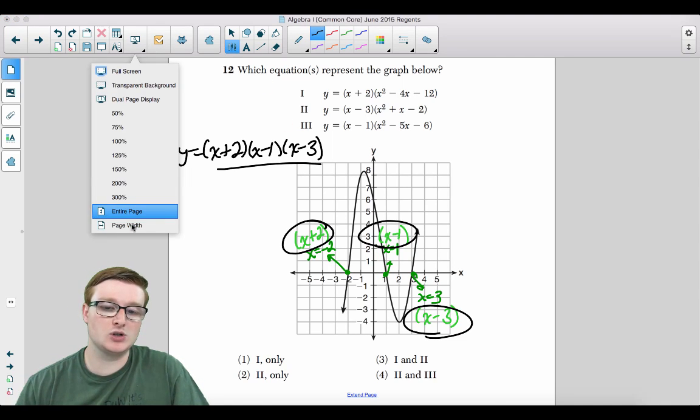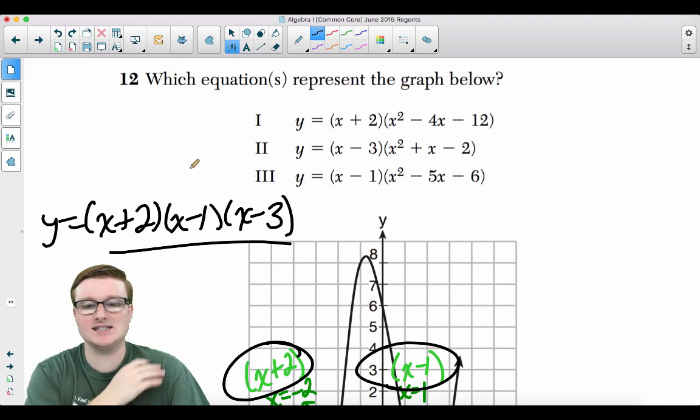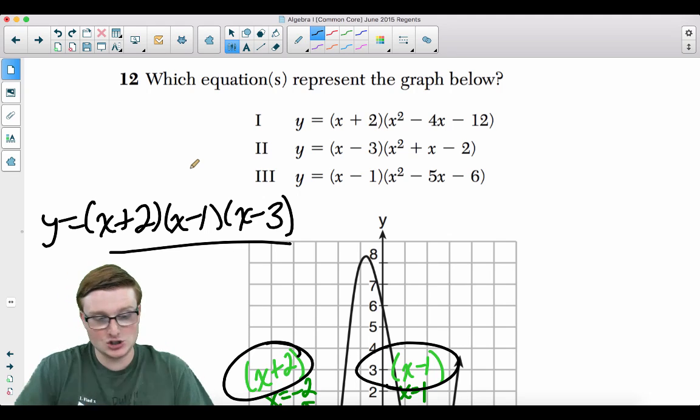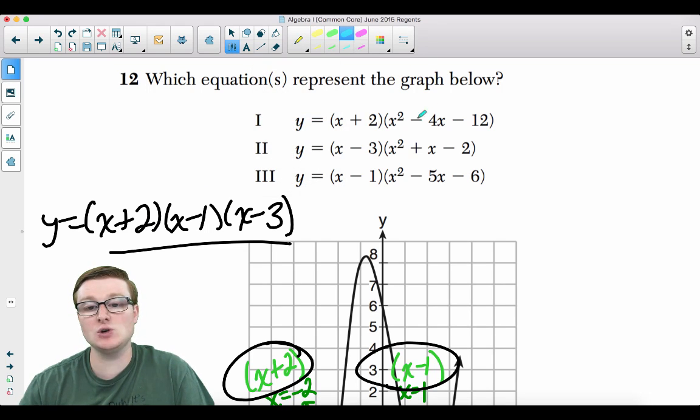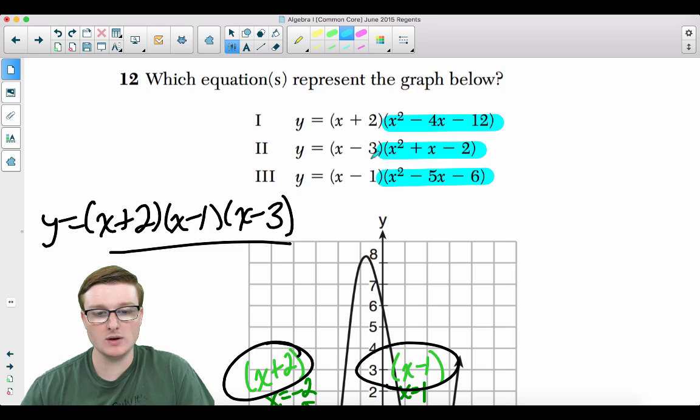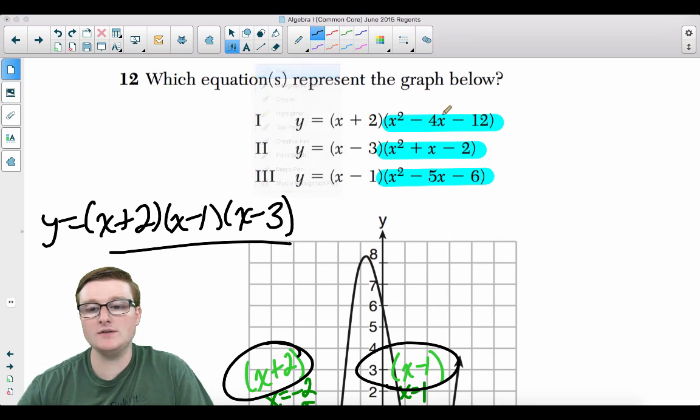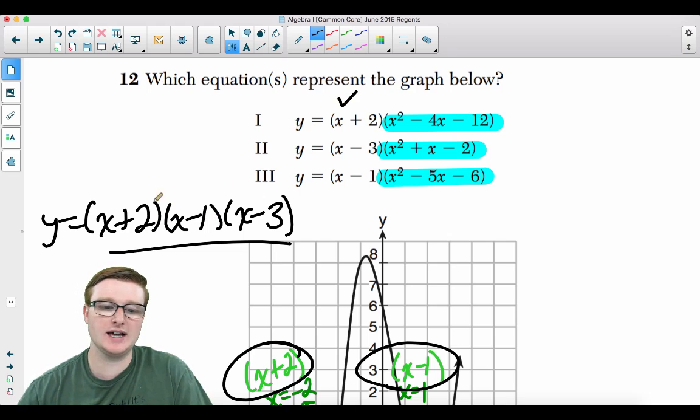Now, I need you to observe something quite interesting that the Regents exam decided to do. They decided to combine 2 of these factors and create a trinomial. So one of these trinomials will factor out into 2 of these factors down here. So if you take a look at choice 1, that's x plus 2. So that works. We're looking for x minus 1 and x minus 3.